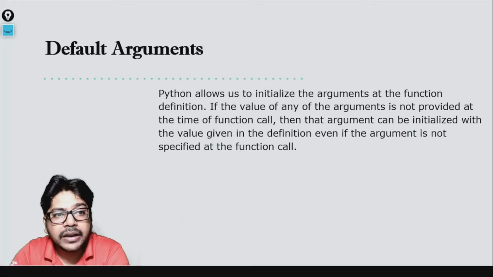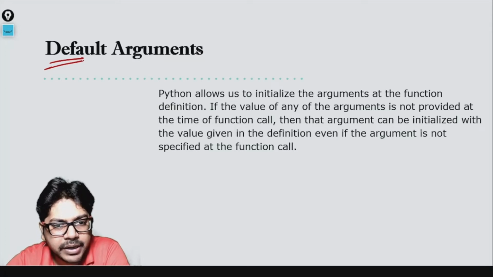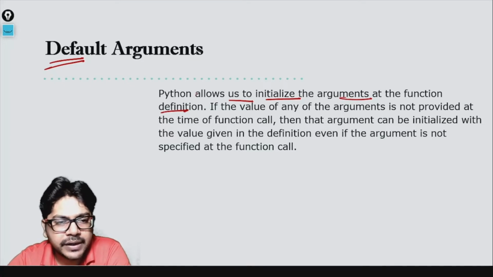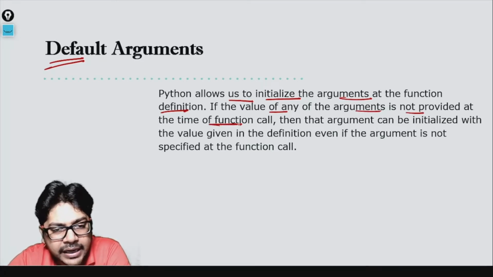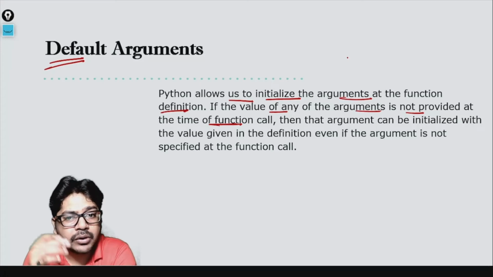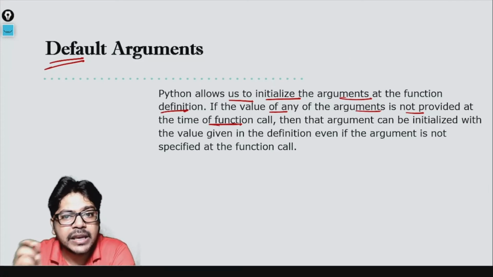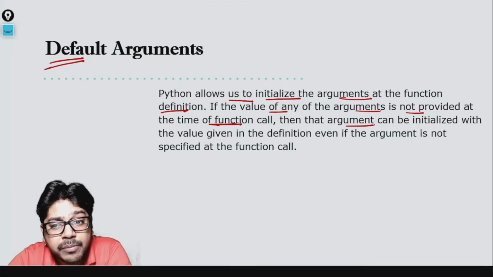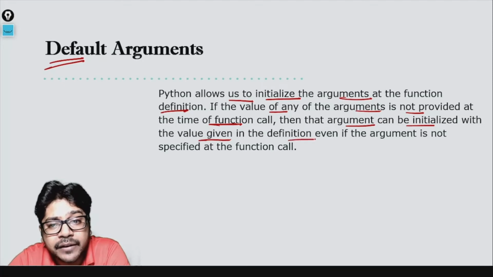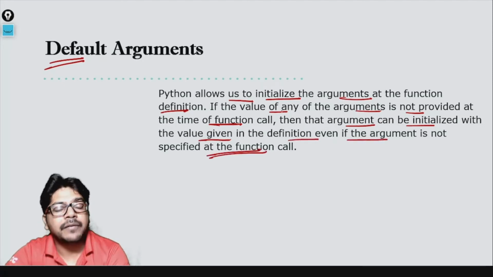I'm going to go ahead and come to the next topic, which is called default argument. Python allows us to initialize an argument at the function definition. If the value of any argument is not provided at the time of the function call, and you have initialized it, then that argument is initialized with the value given in the definition, even if the argument is not specified in the function call.